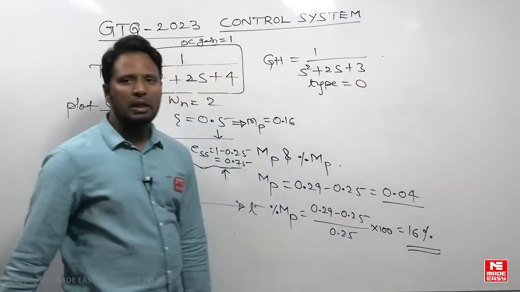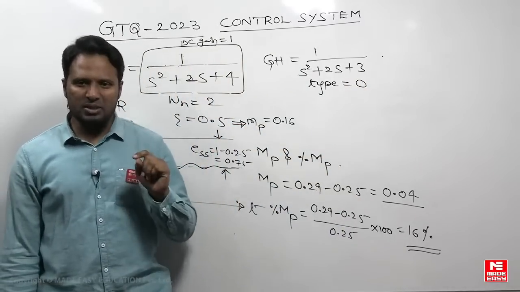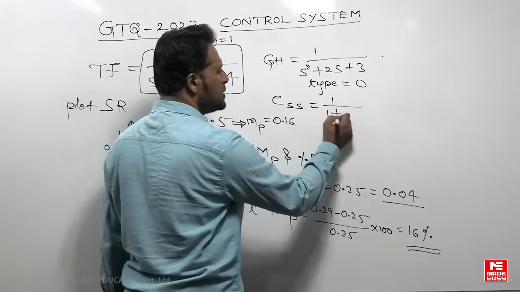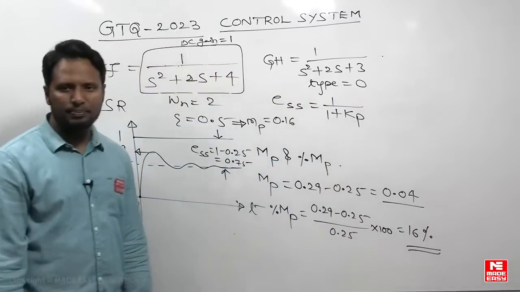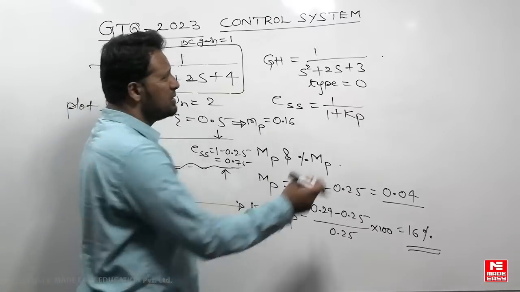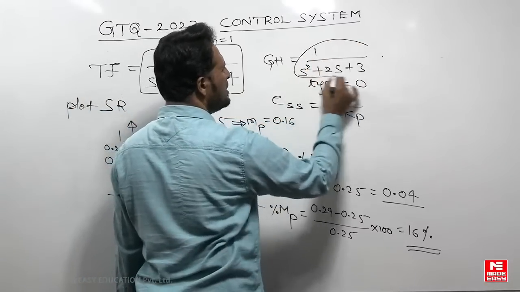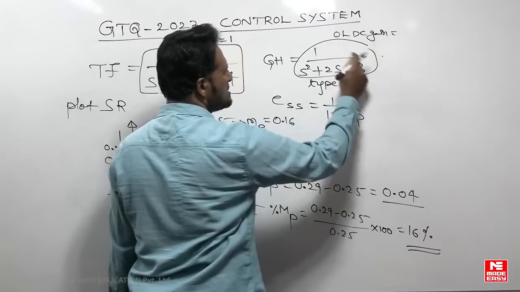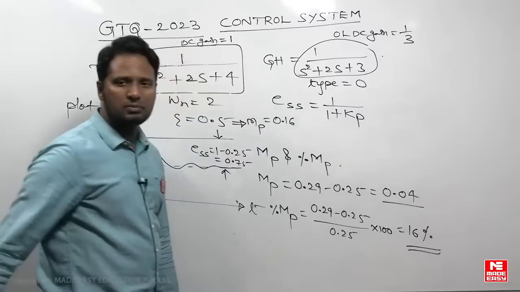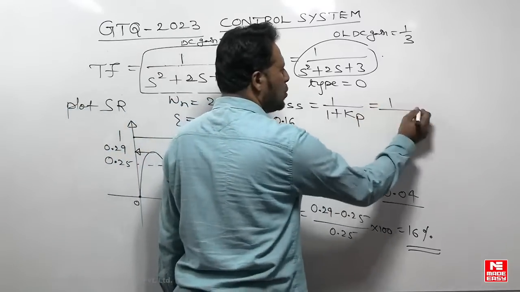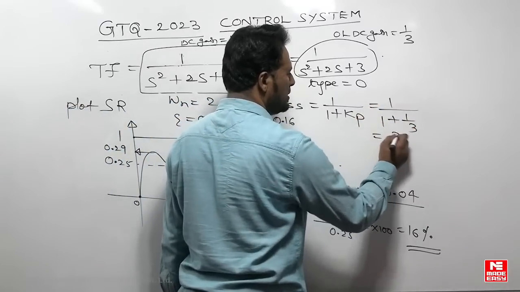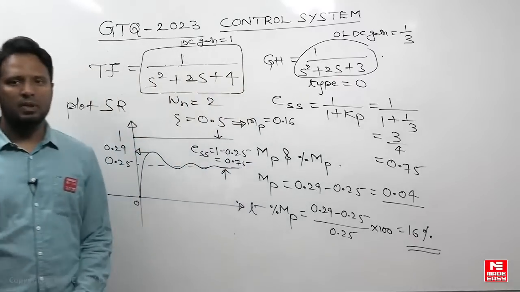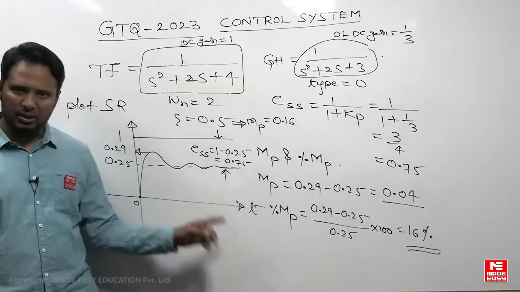Type 0. Type stands for number of open loop poles at origin. Type 0 system. Steady state error of a type 0 system for unit step input is 1 by 1 plus Kp. What is Kp? Iska DC gain. Batao, what is open loop DC gain of this type 0 system? 1 by 3. So, what is steady state error? 1 by 1 plus 1 by 3, 3 by 4, 0.75 is the right answer. 0.75 is right. That's correct.